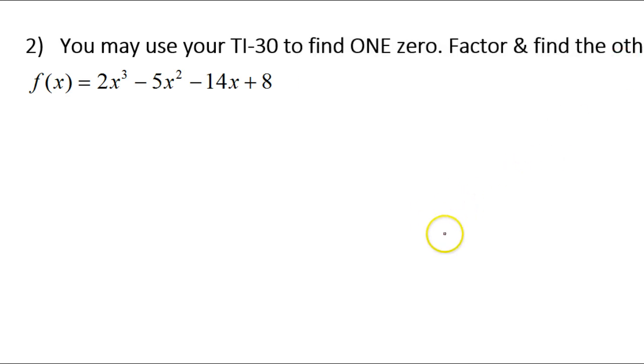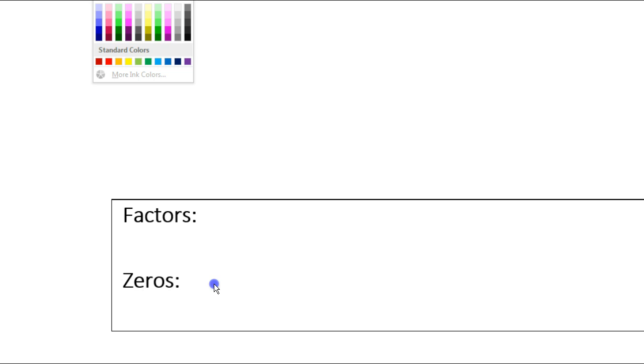Okay, so I'm done with my calculator. I'm only allowed to use the calculator to find one 0. Okay, so I found a 0 at negative 2 right off the calculator. That tells me that there's a factor of x plus 2 when I factor this later.